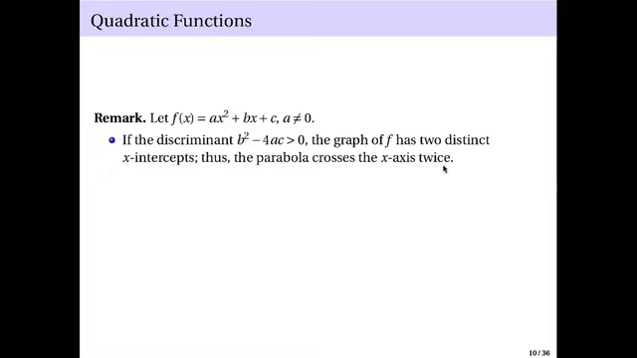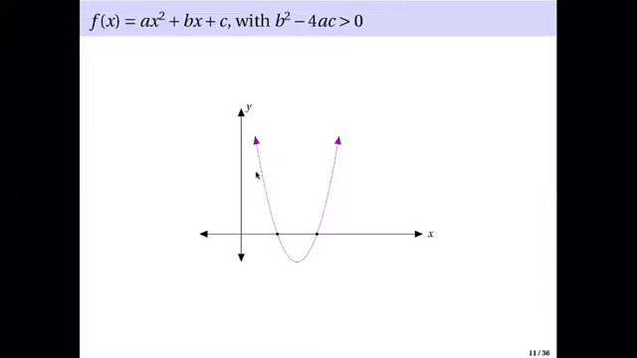If you look at this graph, this is your y-axis, this is your x-axis, and this is your parabola, with b squared minus 4ac greater than 0. So the graph of the parabola crosses the x-axis twice, here and here.